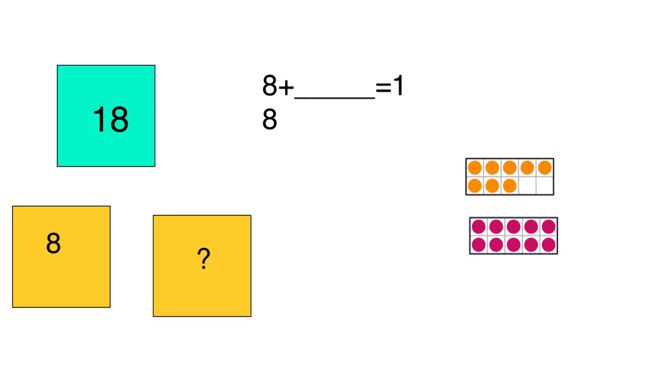Our next problem is 8 plus blank equals 18. So we know as our sum, or our total, is going to equal 18. So we have 18 as our whole, and then we're going to figure out our two parts, or one part, because we are given this part right here, 8 plus blank equals 18.